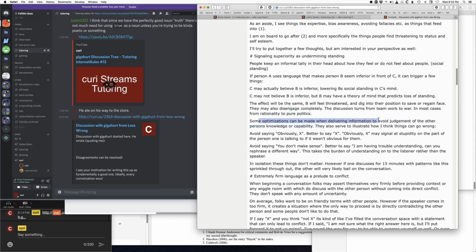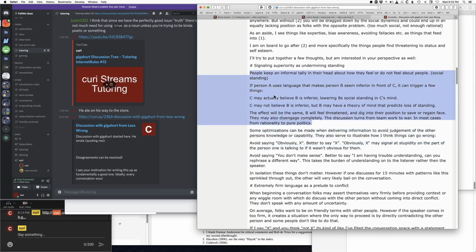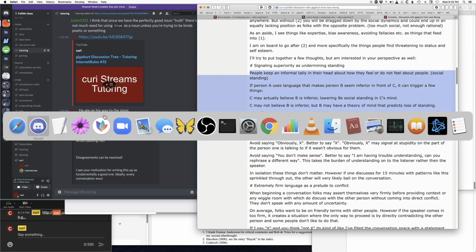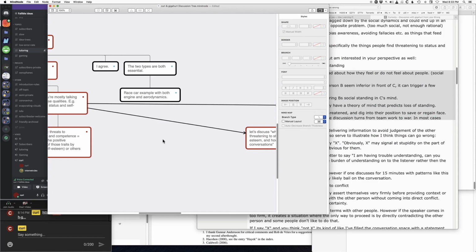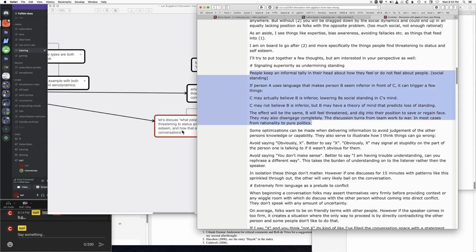Okay, and then he says some optimizations can be made. So he's now switching topics somewhat. So I think I'll put this stuff into the tree now. Okay, so like people. Yeah, I'm not sure how to. I would put it in the tree at first. Right now, I'm kind of just copying what you're doing mostly.